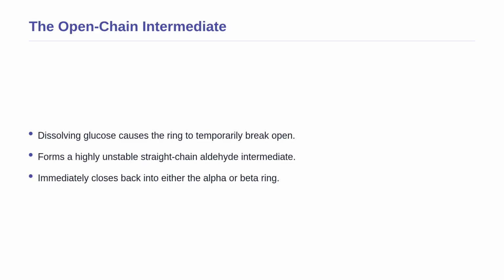However, when it closes, it has a choice. It can close in two different ways to form either the alpha anomer or the beta anomer. This constant opening and closing is the fundamental mechanism driving mutarotation.